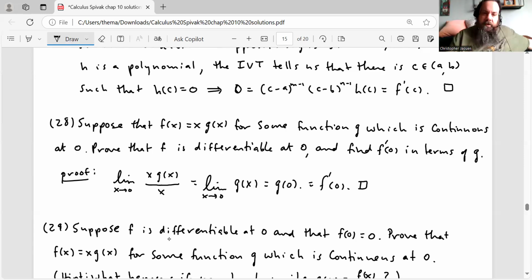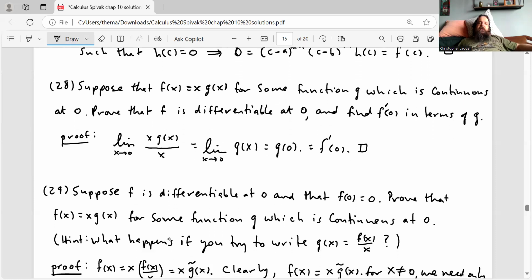Now moving on to question 28. Suppose that f of x equals x times g of x for some function g, which is continuous at 0. Prove that f is differentiable at 0 and find f prime of 0 in terms of g. Right, so here's the proof.